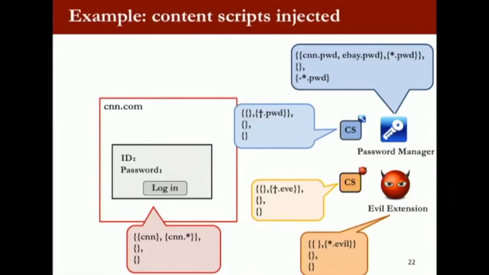I have a question about the settings on the evil extension. Is it possible that the evil extension tries to claim that it also holds the CNN password label? It's possible, yeah. Then it seems like there should be some sort of check that the evil extension shouldn't claim such a policy. What would be dangerous is if the evil extension had it in the ceiling, because that means the evil extension is allowed to learn this.